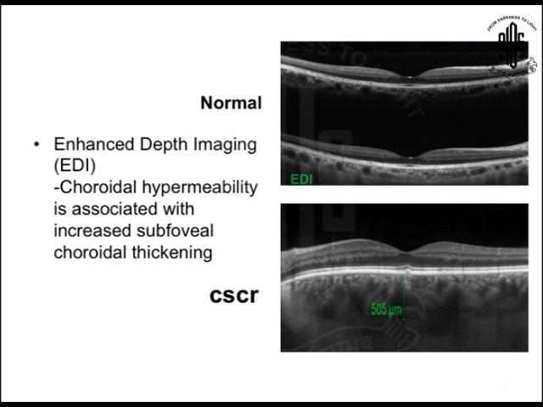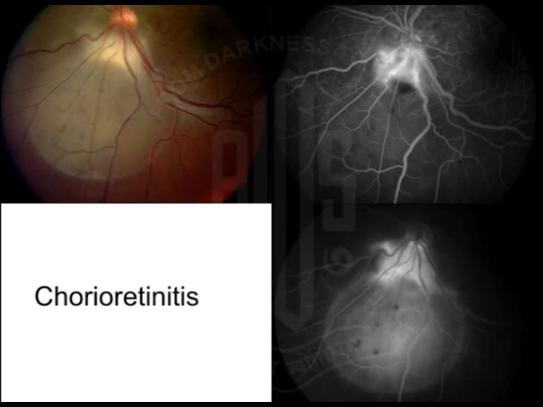So enhanced depth imaging is one of the new tools. You see the normal retina contour, and this is the EDI of a normal retina, and this is the central serous chorioretinopathy. The choroidal thickness increases, and a few of the differential diagnoses. I am not going into the details because Dr. George already went into great detail. So a few of them, like choroidal retinitis, were already mentioned by him.